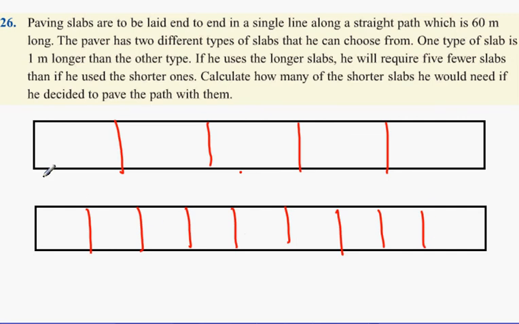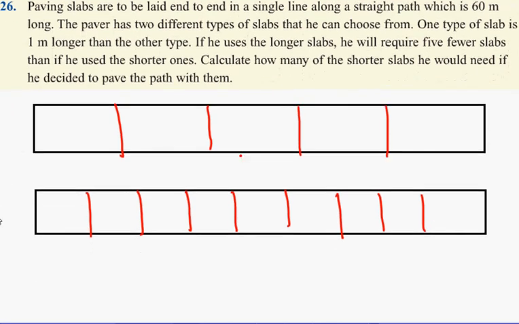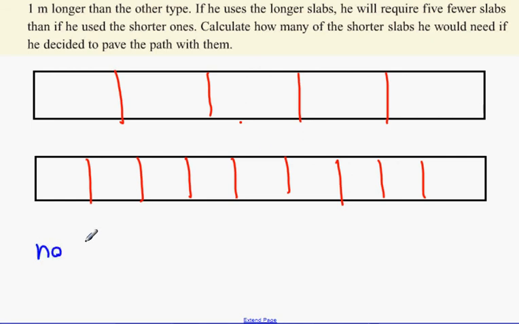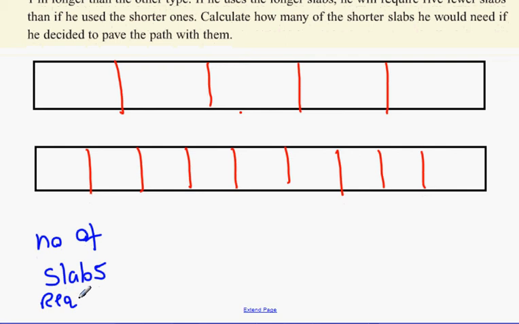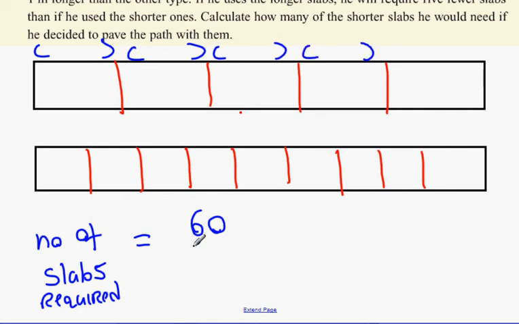Okay? So the number of slabs is the difference, okay? So the number of slabs for the first one. Can anybody tell me what's the number of slabs required when the slabs are shorter? So 60. It's the number of meters you want to cover divided by how much length is in your slab. Okay, so the first one is X because it's the shorter slab. 60 meters divided by the length of your slab gives you the number of slabs. Okay, that's the shorter slabs.